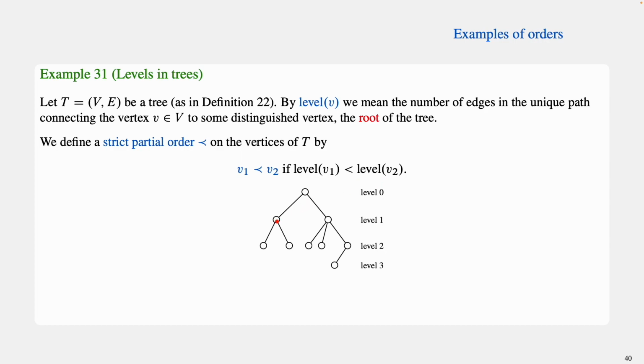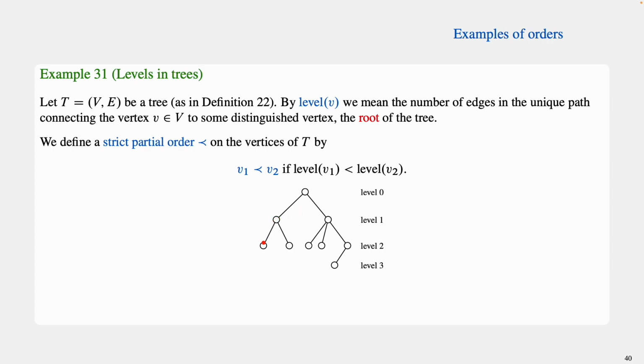Okay, so here we see it. We see the levels. These two just have one edge between them and the root. These 5 vertices each have 2 edges between them and the root, and this one on level 3 has 3 edges between it and the root vertex.